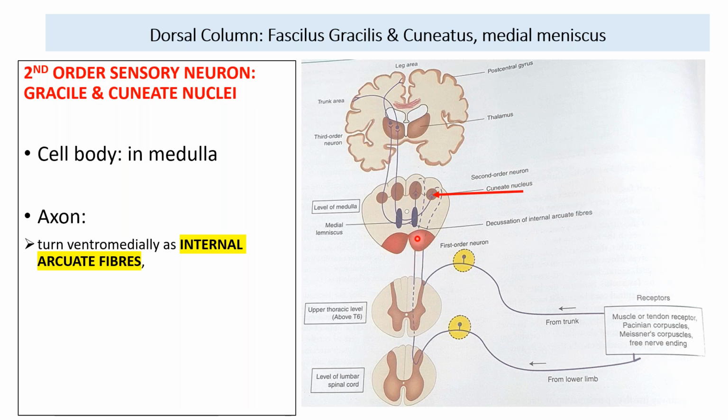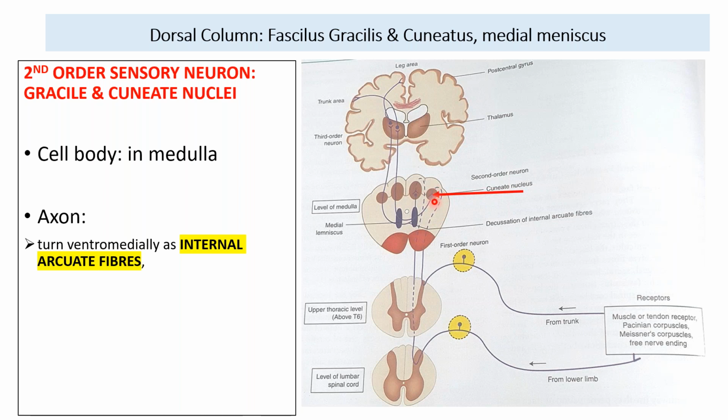Now what happens is, suppose we are talking about the fibers from the upper trunk, the upper thoracic and the cervical fibers. They ascend laterally in the fasciculus cuneatus, and the axon will end in the lateral nucleus, which is the cuneate nucleus. Can you see? This is the area of the cuneate nucleus where we have several cell bodies, and these are basically the cell bodies of the second order neuron. So where is the second order neuron lying? It is lying in the cuneate nucleus and the gracile nucleus at the level of medulla.